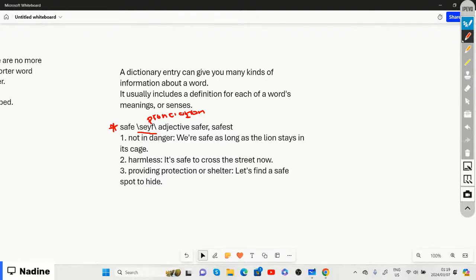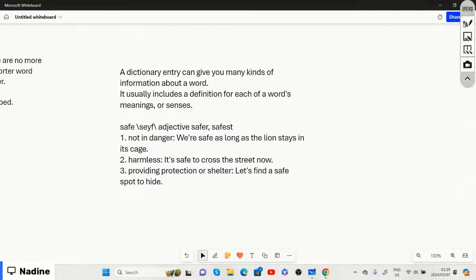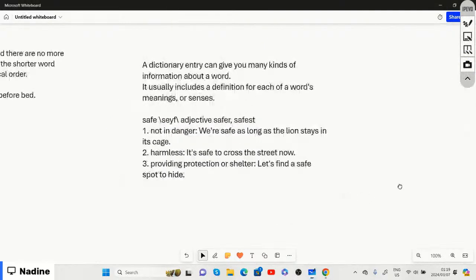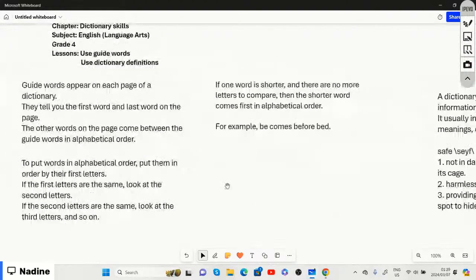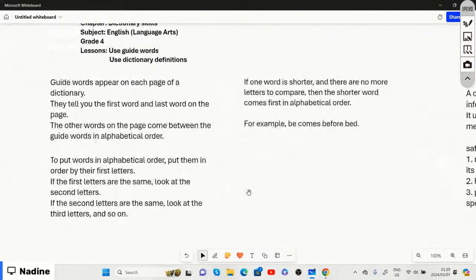So we say that with dictionary entries, we need to specifically look at the top left or top right corner, and that is to find the guide words. The guide words will be on each page of the dictionary. They can then tell you the first word as well as the last word of that page.